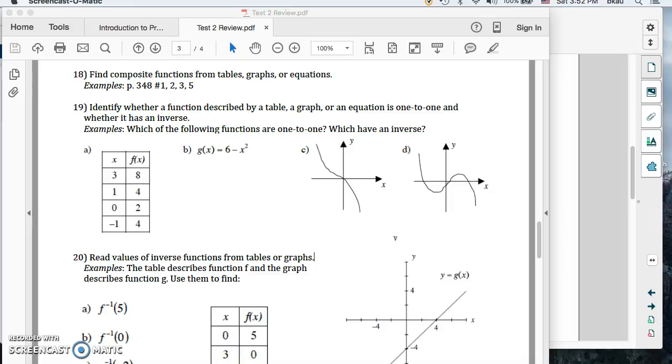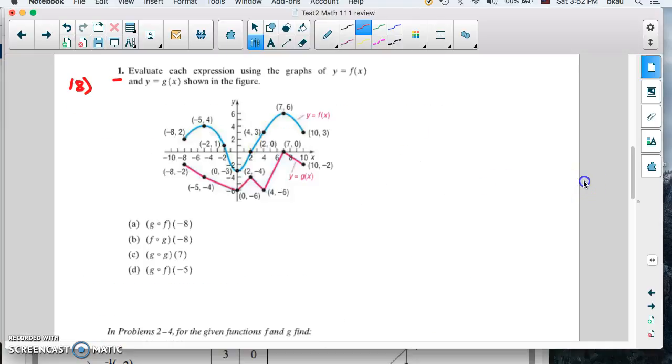We're going to start this video on problem 18 on test 2 review, which is finding composite functions from tables, graphs, and equations. So we have 4 problems to deal with here. So here's the first one. It deals with problems from a graph.